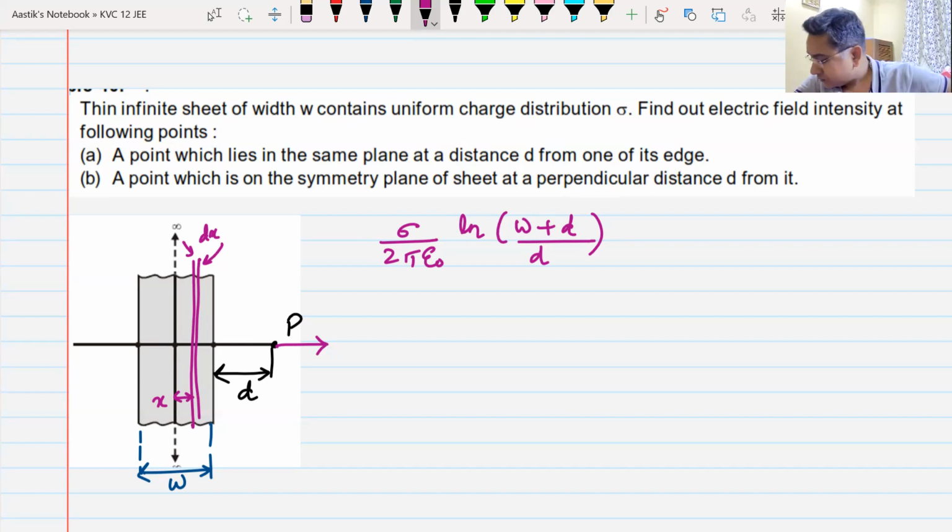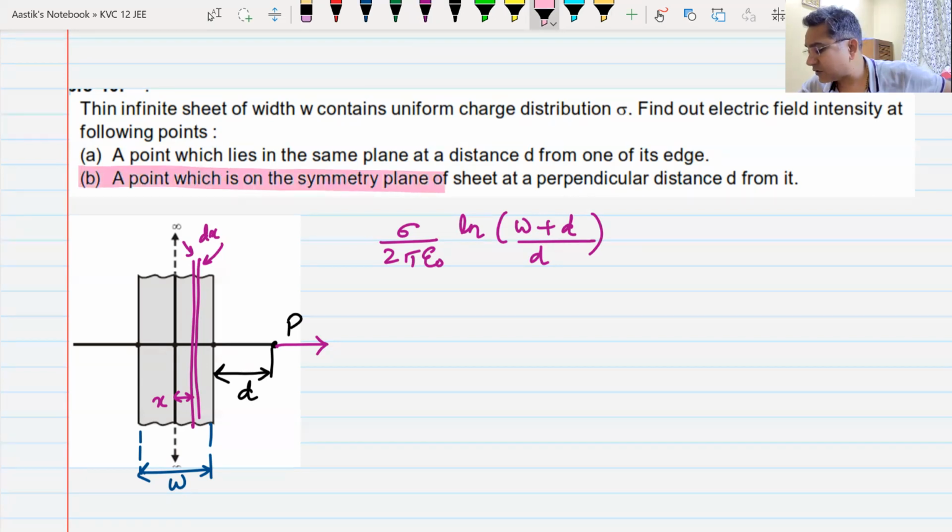I don't think this integral will come in the examination hall. If it comes as a direct question, you just write the direct answer. Now, what I was more concerned about is the next part of the question.